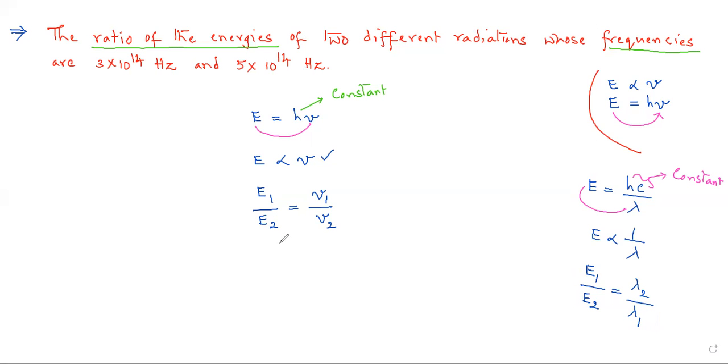Okay, so now let us just substitute the values. Nu 1, the first frequency given, is 3 into 10 power 14. And the second frequency given is 5 into 10 power 14. You just cancel out the 10 power 14. 3 by 5 is nothing but 0.6. Or you can say 3:5, right? Next.